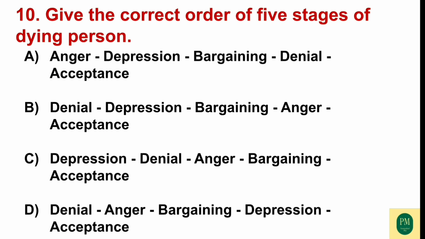Give the correct order of 5 stages of dying people. Option A. Anger, depression, bargaining, denial, acceptance. Option B. Denial, depression, bargaining, anger, acceptance. Option C. Depression, denial, anger, bargaining, acceptance. Option D. Denial, anger, bargaining, depression, acceptance. The correct option is option D. Denial, anger, bargaining, depression, acceptance.